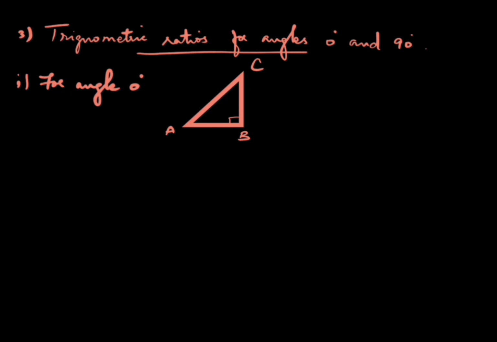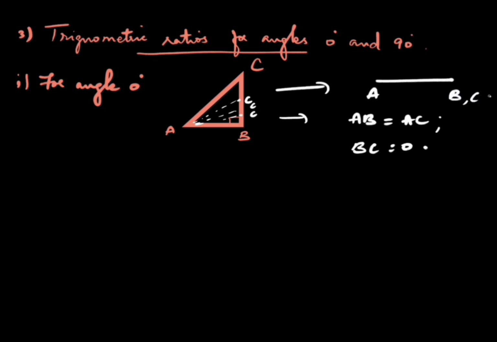Construct a triangle ABC with B being right angled. We'll make the angle A as 0 degree by constructing lines, which implies in turn AB becomes AC and there will be no BC, which implies BC is equal to 0. This in turn gets converted to a single line ABC. Angle A becomes 0.